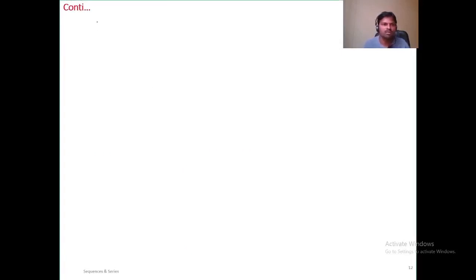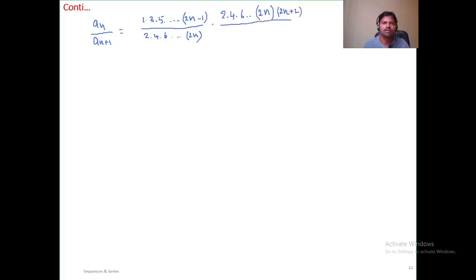For that I want an by an plus 1. First compute this, then I will substitute back. What is an? 1 into 3 into 5 into up to so on 2n minus 1, divided by 2 into 4 into 6 into up to so on 2n. This is an, divided by an plus 1, the reciprocal: 2 into 4 into 6 into up to so on 2n into 2n plus 2, divided by 1 into 3 into 5 into up to so on 2n minus 1 into 2n plus 1. Check once.